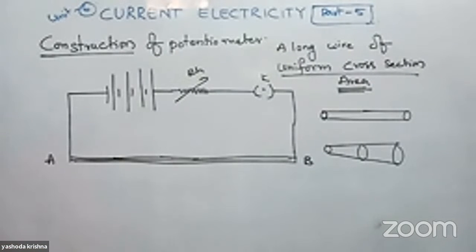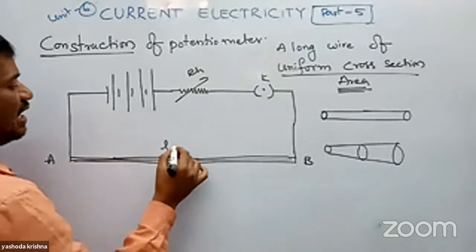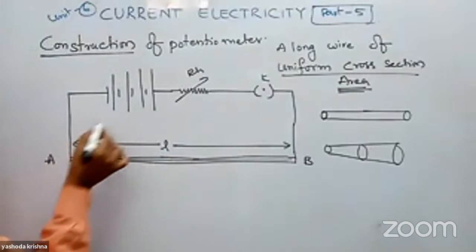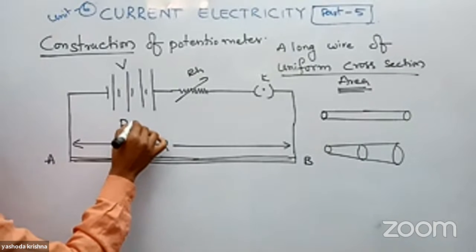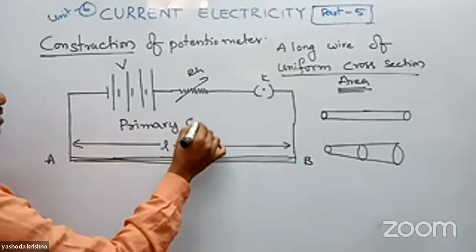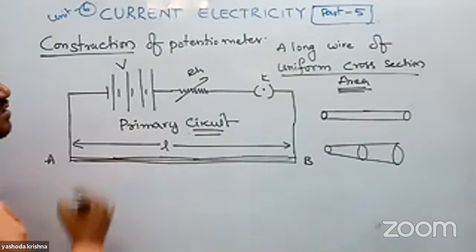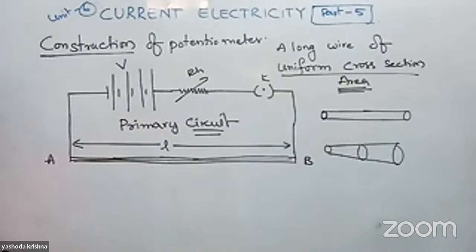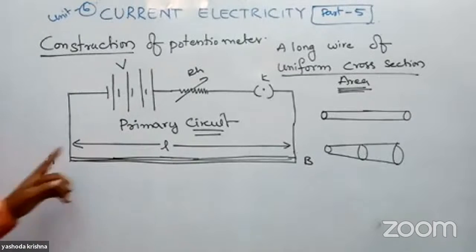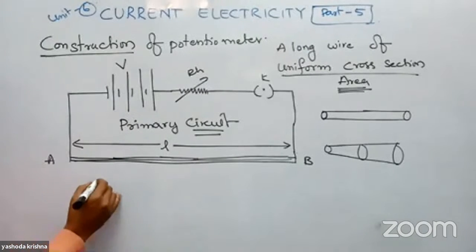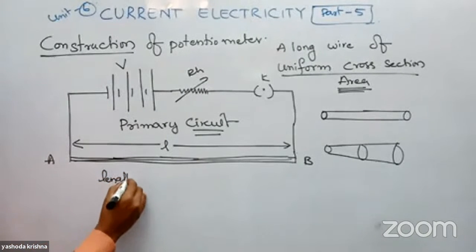Total length is L. The battery, rheostat, key, and the wire form the primary circuit. The total length of the wire is L.